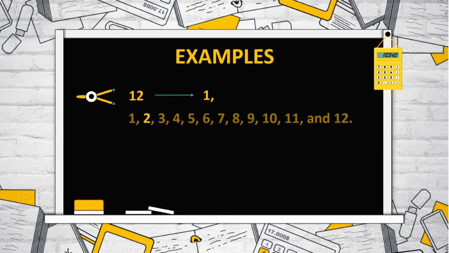Next, we have 2. When we divide 12 by 2, we know that 2 times 6 is 12. तो यहाँ भी remainder होगा 0. So this 2 will also be a factor of 12. Then we have 3, and we know that 3 times 4 is 12. So 3 is also a factor of 12. The same goes for 4, and we know that 4 times 3 is 12. So 4 भी एक factor है 12 का.